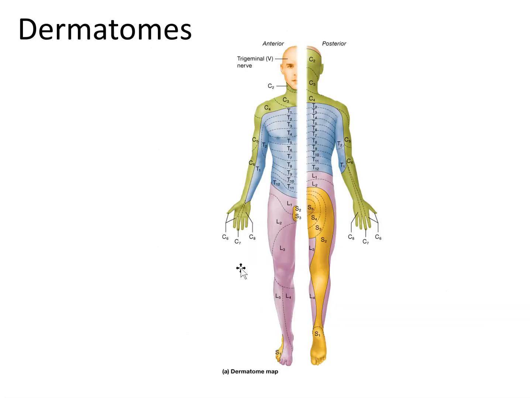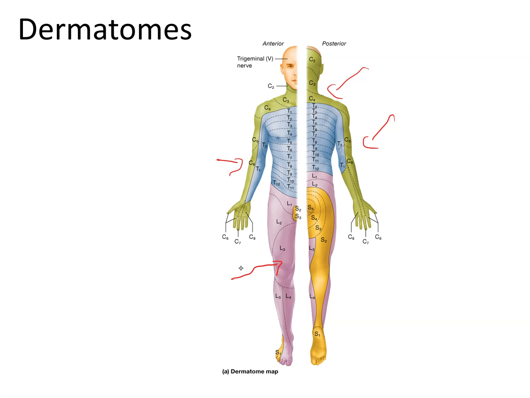Now, a dermatome is a specific region of the skin innervated by a spinal nerve. So it basically makes a map of the body. So you can see all the areas, for example, that are supplied by spinal nerve L3. Or you can see here, it looks like C6. And so it makes a map, which is really helpful diagnostically.